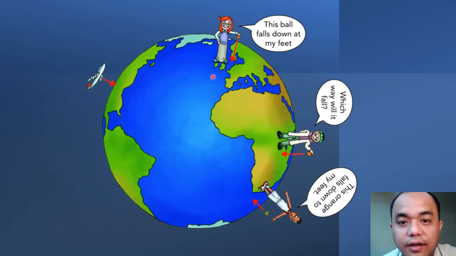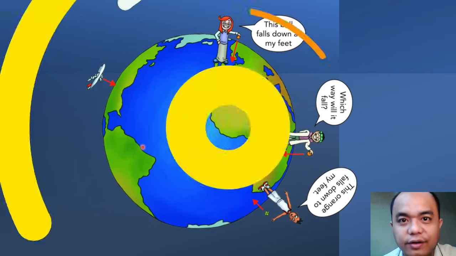Just like here. The girl here is bouncing the ball in this direction, but the gravity pulls the ball going this direction. But the boy here, when the boy bounced the ball, the direction of the ball is going here. The gravity pulls all objects towards the center of the earth.